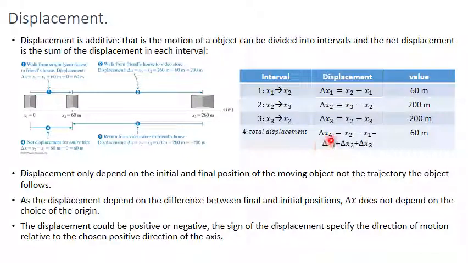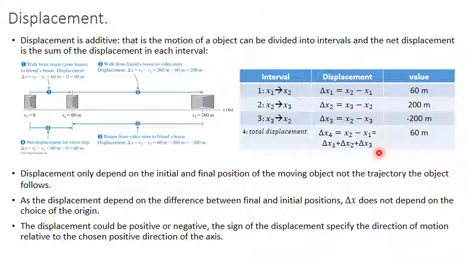So delta x4, or the fourth displacement, is actually x2 minus x1. So it's my final position, x2, because I ended up at my friend's house, which is at x2, and my initial position, which was my own house, x1, and this gives me a total displacement of 60 meters.